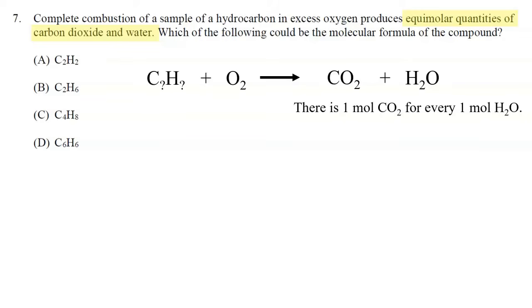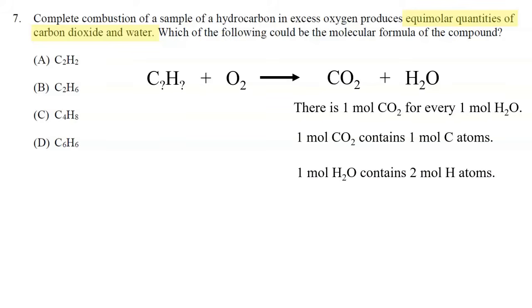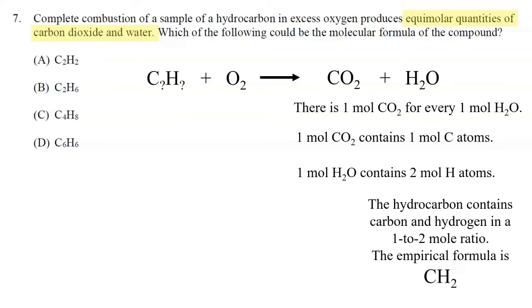So if there's 1 mole of CO2, that would contain 1 mole of carbon atoms because there's no subscript for the carbon in CO2. And if I have 1 mole of water, there'd be 2 moles of hydrogen atoms because there is a subscript of 2 for the hydrogen in H2O. So the empirical formula of this compound must be CH2 because there is carbon and hydrogen in a 1-to-2 mole ratio. Looking at the 4 choices, the only substance that has a molecular formula that would reduce to a 1-to-2 ratio, the empirical formula CH2, makes choice C the correct answer.